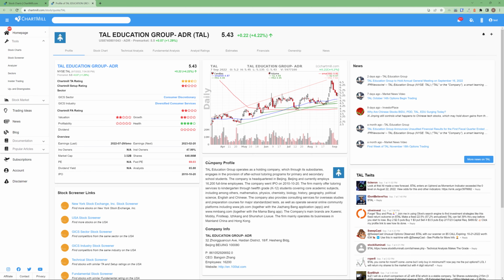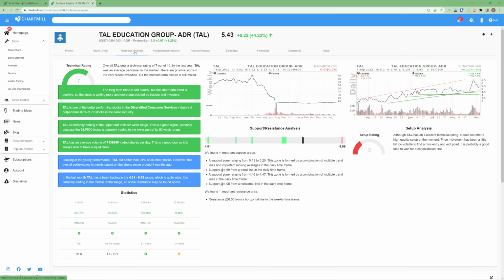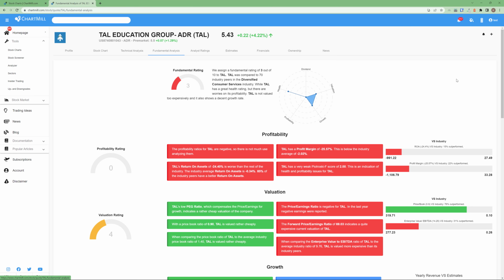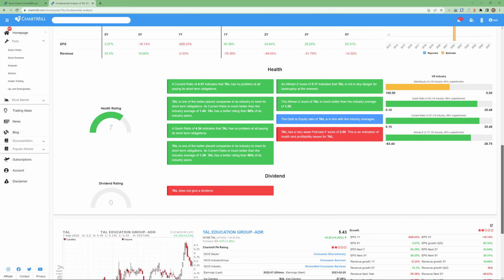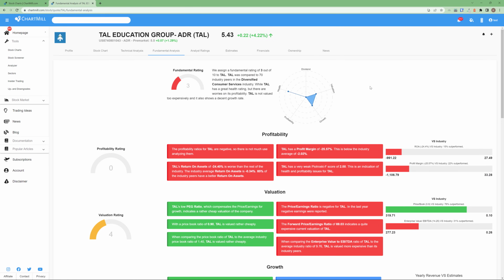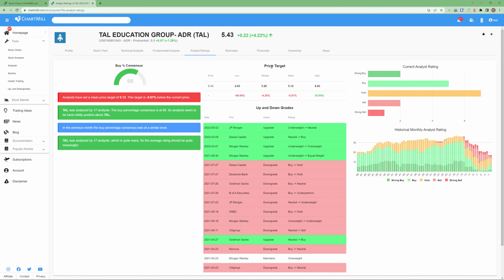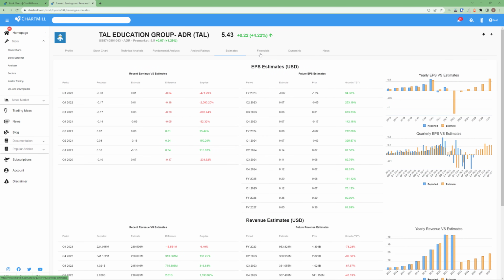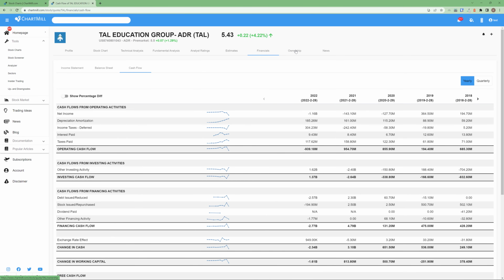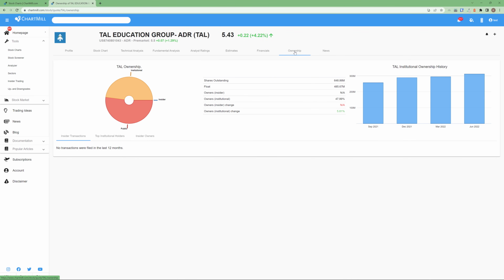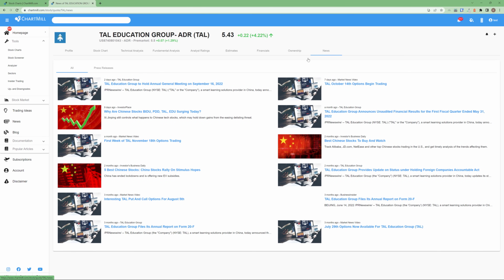For example, this is the complete company profile page with the latest news. Then you have a complete technical analysis page, a fundamental analysis report, profitability, valuation, growth, the health of the firm, dividend policy, and so on. And then the analyst ratings, the price targets, median, mean, and high, the latest up and downgrades, and the estimates, financials with the income statement, the balance sheet, and the cash flow. And the ownership, shares outstanding, the free float, insider and institutional owners, and so on. And the last tab is the news tab.